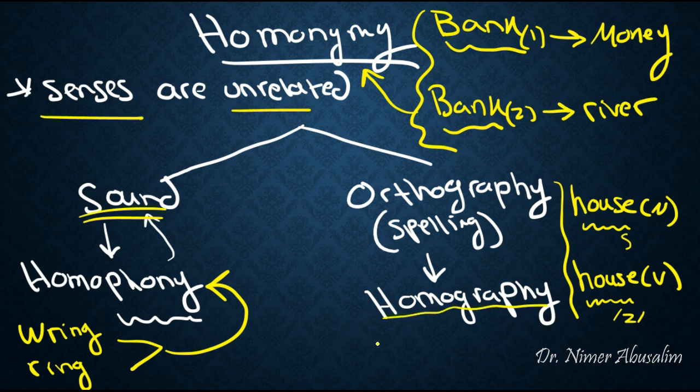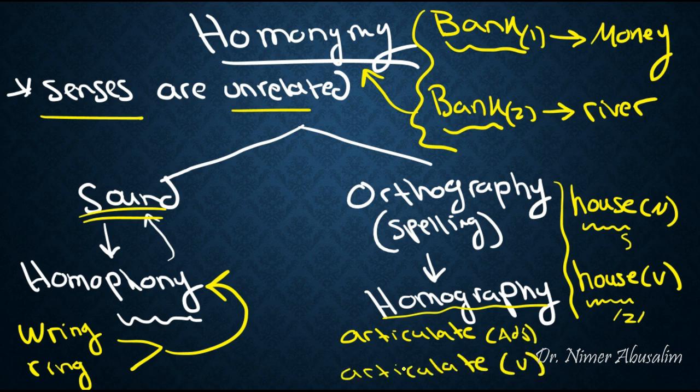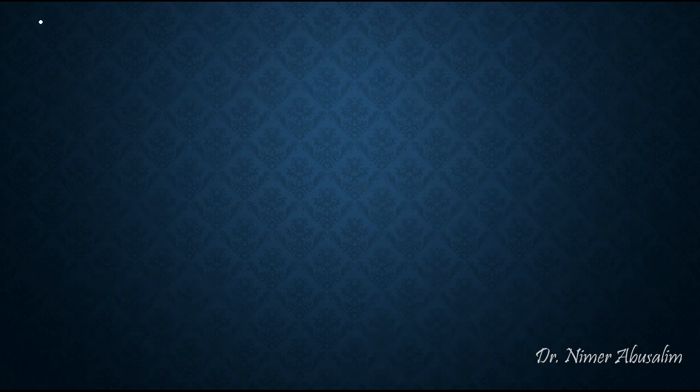Another case of homography: articulate, the adjective, articulate, the verb. Same orthography, different pronunciation. This is articulate, the stress on this syllable, and this is articulate with secondary stress on the last syllable. Now that we've gotten homonymy down with its two sub-branches, homophony and homography, what about polysemy?